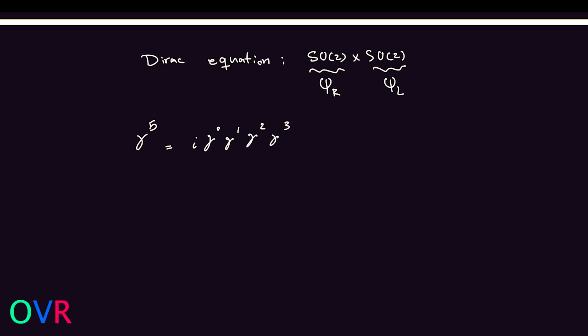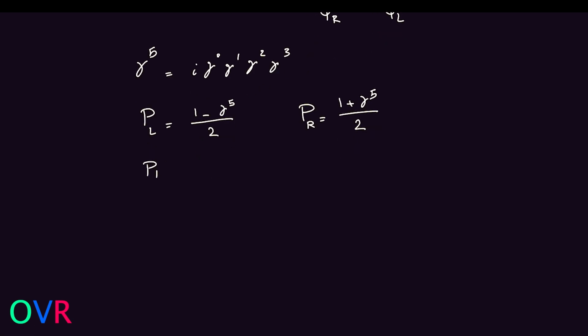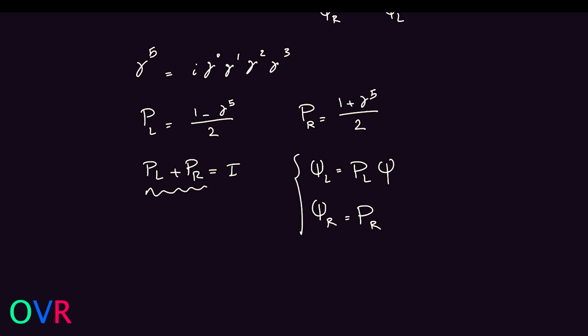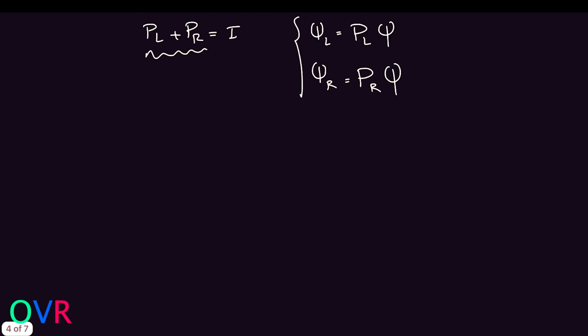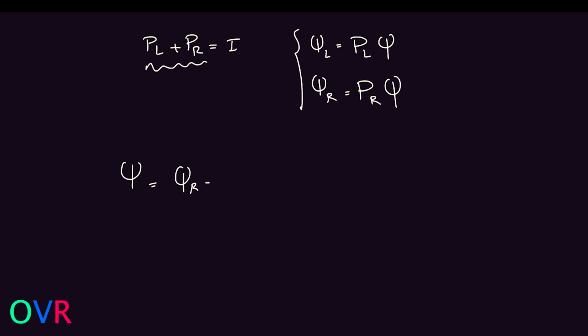And this gamma 5 is interesting in a way that you can define two operators here. One of them is, let's say, (1 minus gamma 5) divided by 2, and the other one is (1 plus gamma 5) divided by 2. The reason they're called P is because they are projection operators. And PL plus PR is the identity operator, so therefore we have completeness. PL and PR can break psi into two orthogonal components. So I can say psi L, the left-handed component of psi, is PL on psi, and psi R is equal to PR psi. This is how we project them, and you can always say psi is equal to psi R plus psi L.